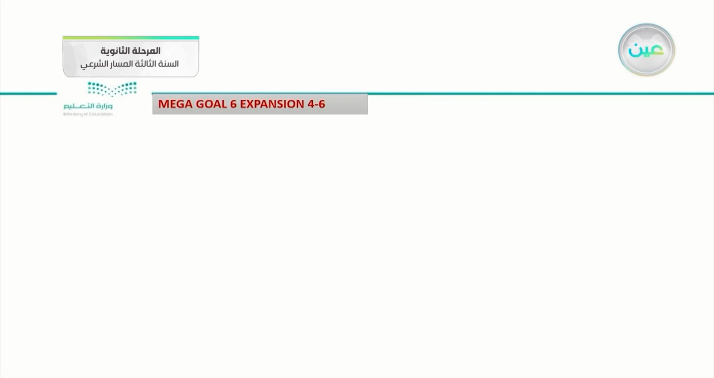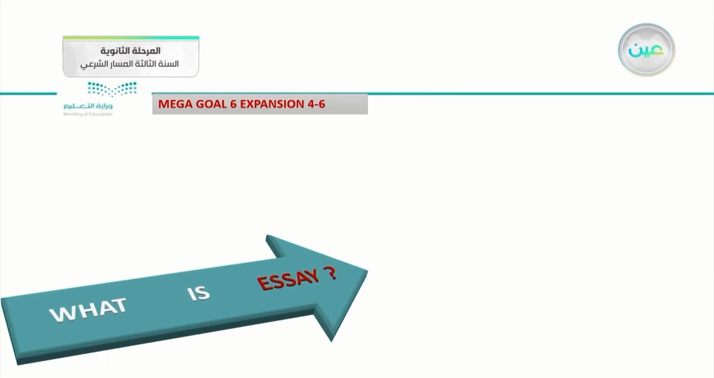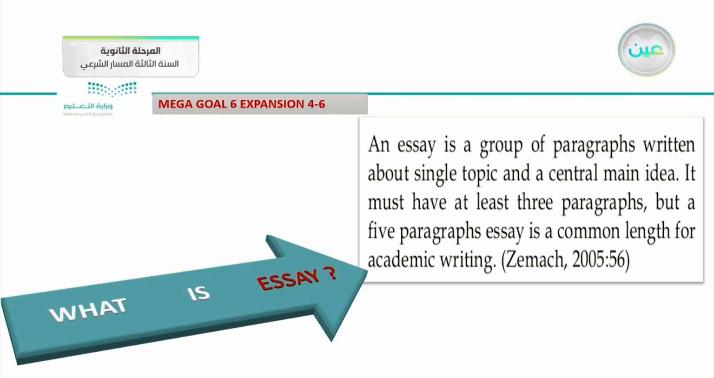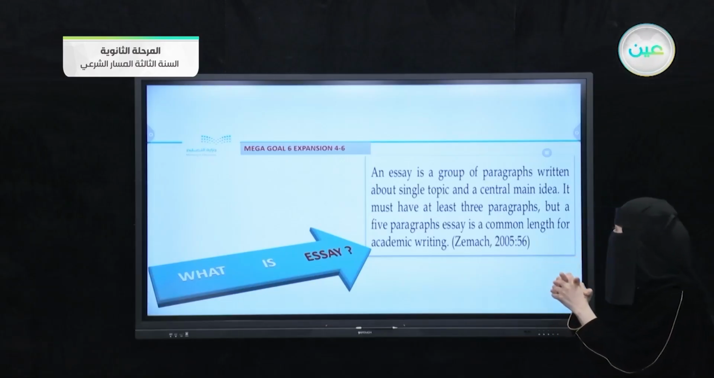Okay, on the next slide, we will talk about the essay as a whole. What does an essay mean? An essay is a group of paragraphs written about a single topic and a central main idea. It must have at least three paragraphs. As we said before, the first is the introduction, the second is the body, and the last is the conclusion. But a five-paragraph essay is a common length for academic writing. So if you would like to write in an academic way, you should organize your essay into five paragraphs. The first is the introduction, the last is the conclusion, and the three in the middle are the body of our essay.